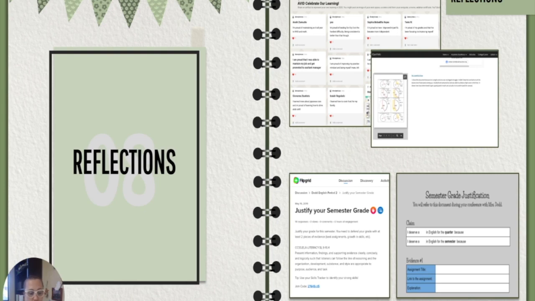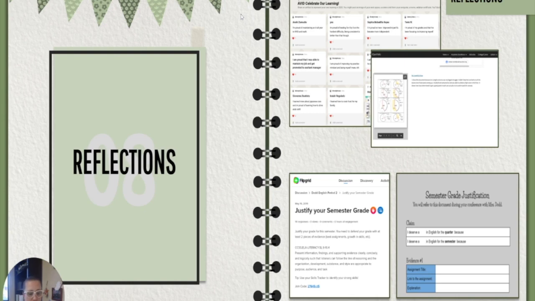I'm skipping ahead in my presentation of the 10 tips for student-centered learning because I really want to focus on reflections. Finals are coming up. It's the end of the semester. And one of my favorite things to do at the end of the semester is to have students reflect on their learning. Now, I do a lot of things with reflections, especially as an avid teacher.